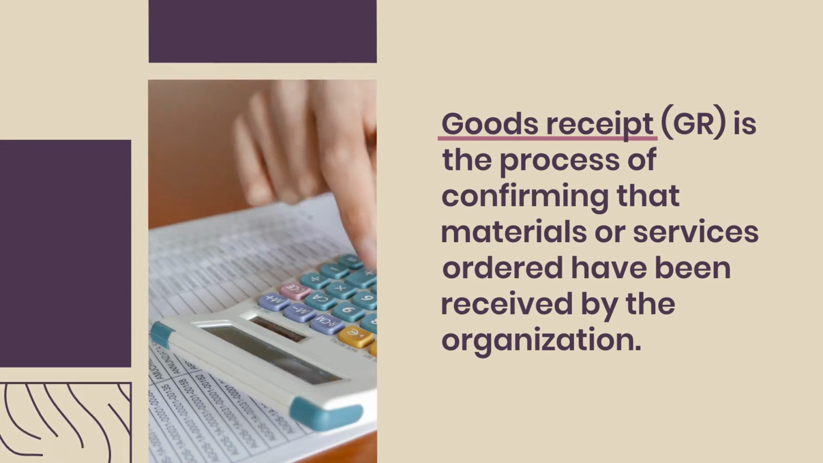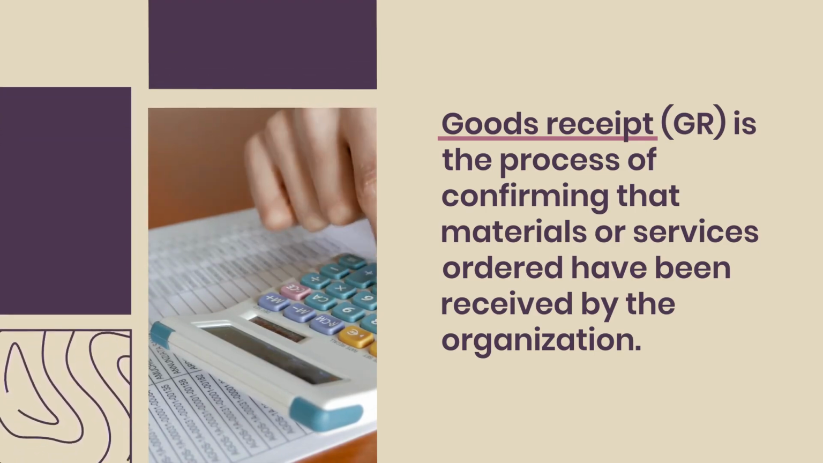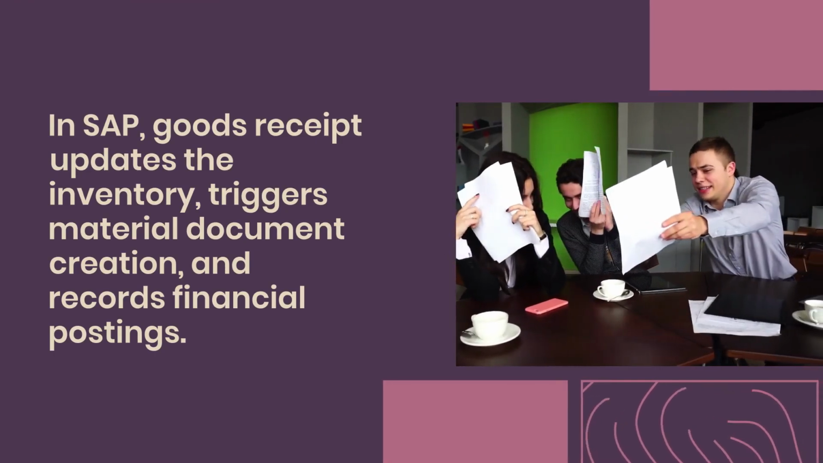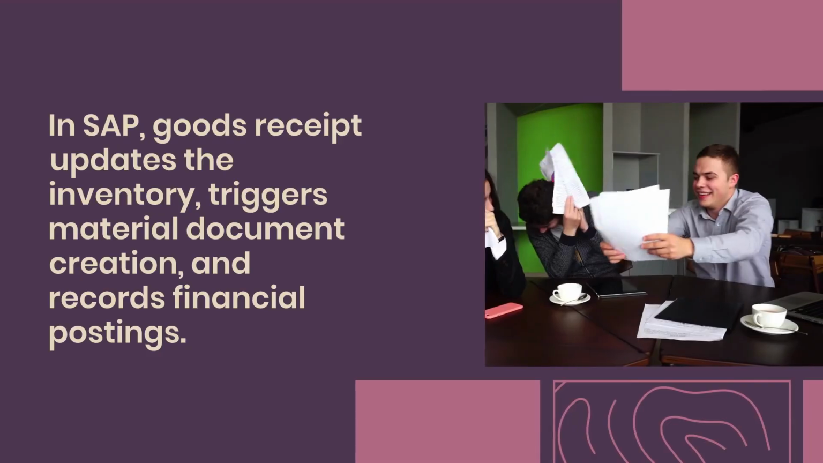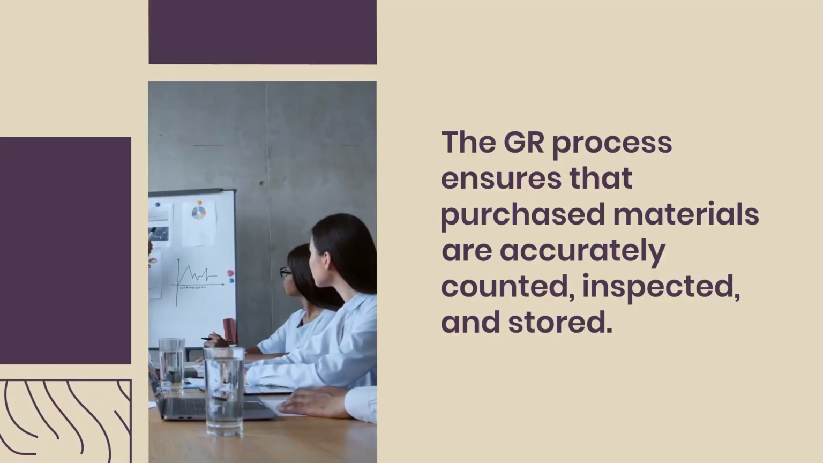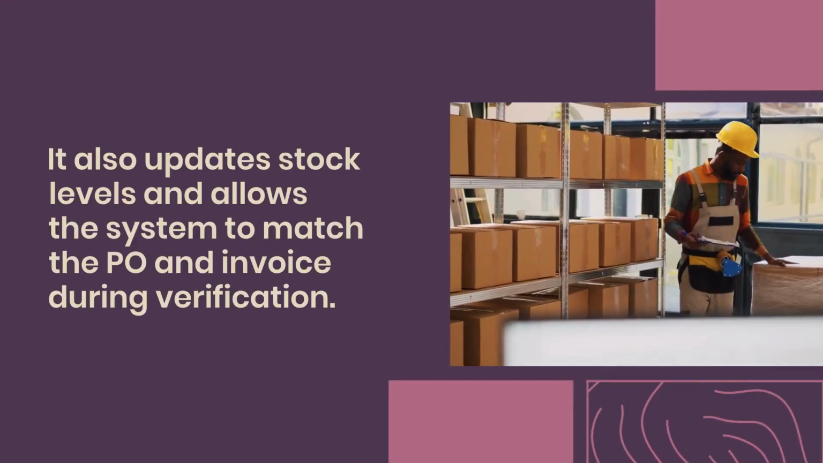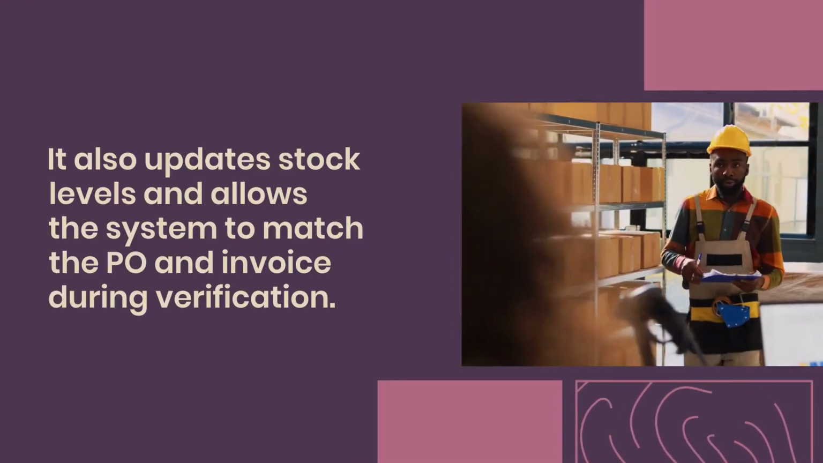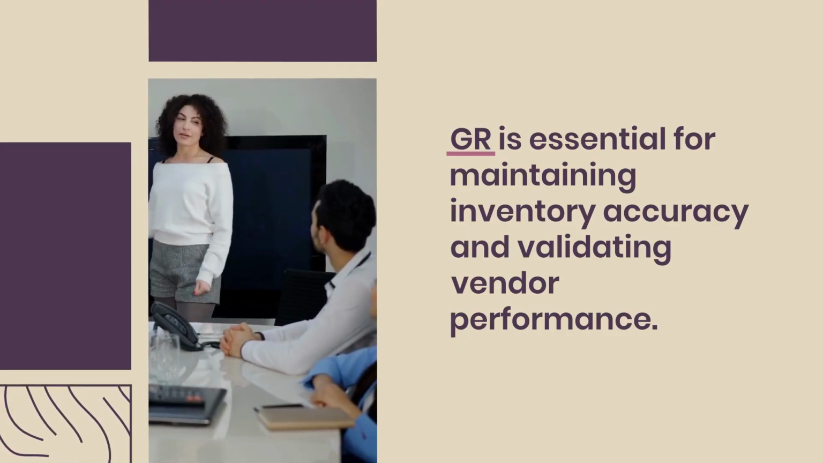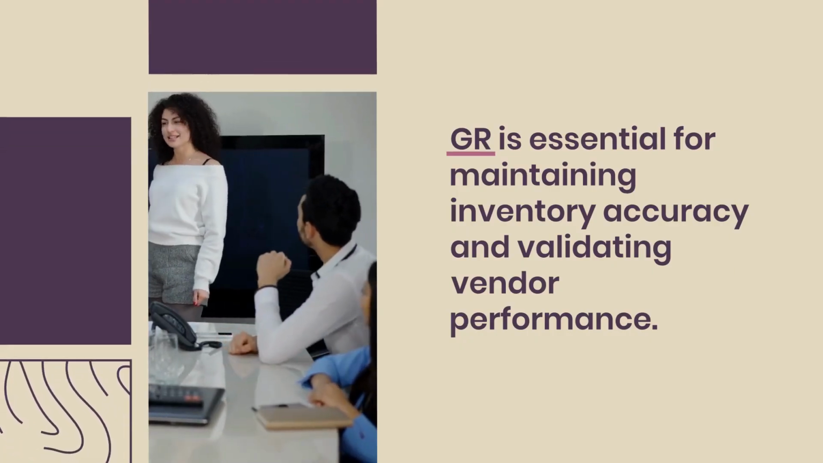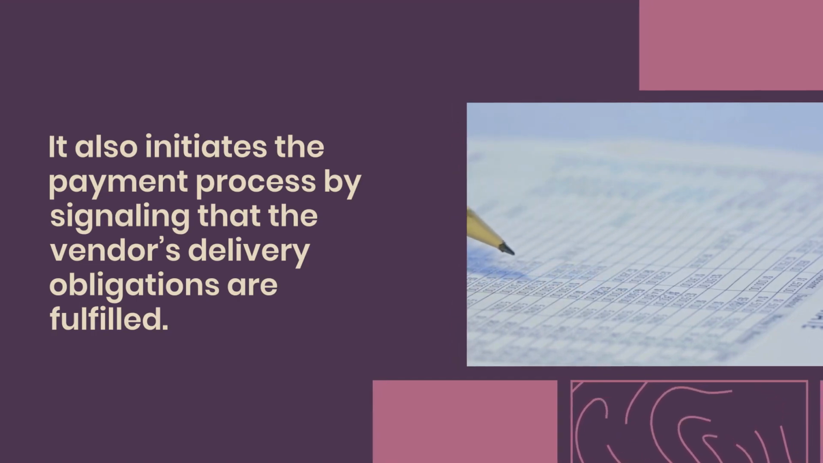Goods receipt, GR, is the process of confirming that materials or services ordered have been received by the organization. In SAP, goods receipt updates the inventory, triggers material document creation, and records financial postings. The GR process ensures that purchased materials are accurately counted, inspected, and stored. It also updates stock levels and allows the system to match the PO and invoice during verification. GR is essential for maintaining inventory accuracy and validating vendor performance. It also initiates the payment process by signaling that the vendor's delivery obligations are fulfilled.